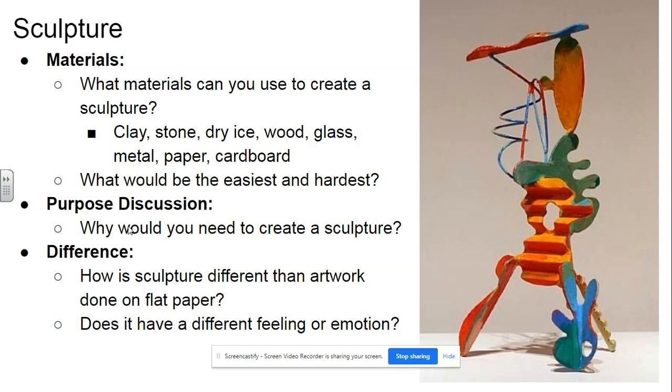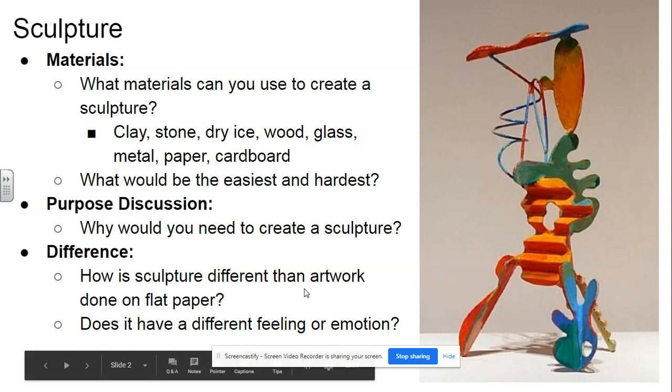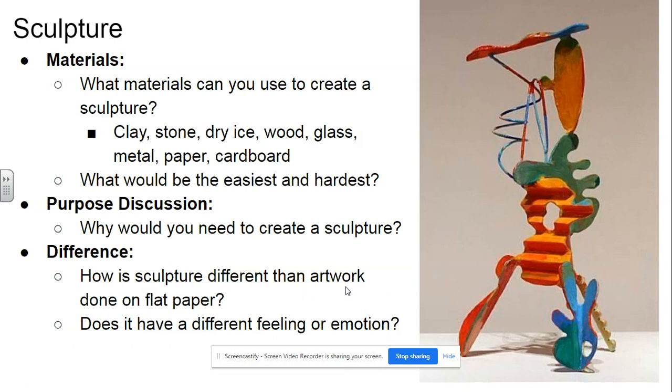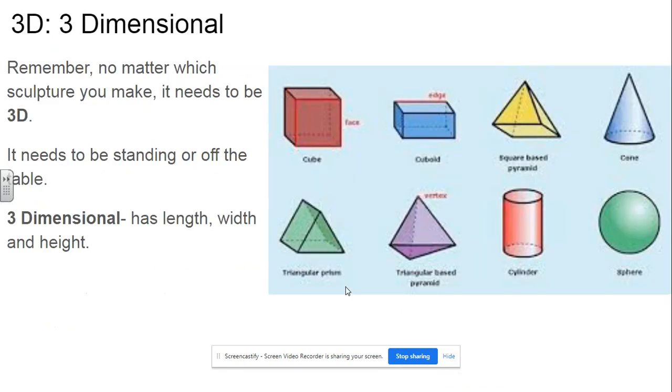Our purpose discussion, why would you need to make a sculpture, or why do people create sculptures? And then the difference. How is a sculpture different than artwork done on flat paper? Do you think that it has a different feeling or emotion to it sometimes?